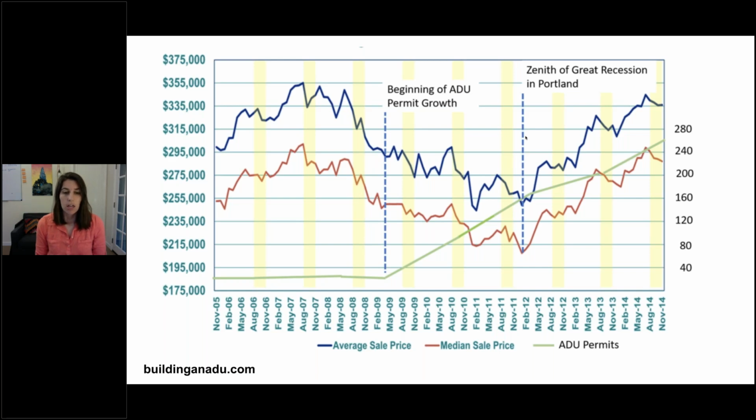Even as the housing market was crashing, people were still building ADUs at a really amazing rate. Obviously, what we're all going through right now is really unlike any normal recession, and this is just one data point, one city. But it is encouraging to see that there are some benefits to being able to build and move things forward in a recession.